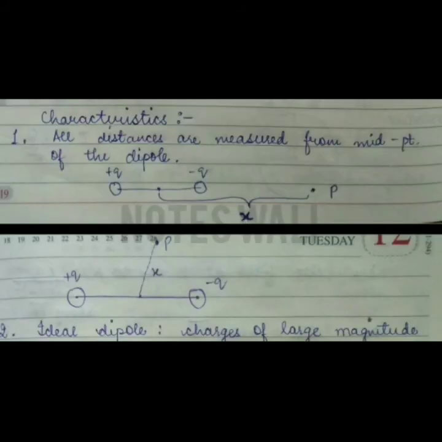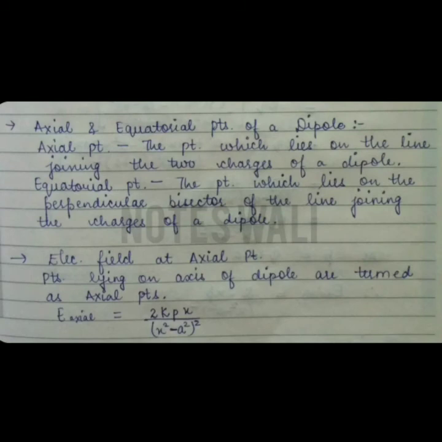Some of the characteristics of electric dipole are given below. You have to read them yourself. Now we come to the axial and equatorial points of a dipole. Axial points are those points which lie on the line joining the two charges of a dipole, and equatorial points are those points which lie on the perpendicular bisector of the line joining the charges of a dipole.